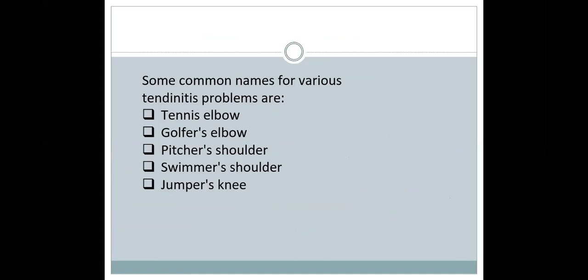Some names of various tendinitis problems: we can name them after the area where they occur or after the causes. For example, tennis elbow, golfer's elbow, pitcher's shoulder, swimmer's shoulder, and jumper's knee. These are the common names of various tendinitis problems.